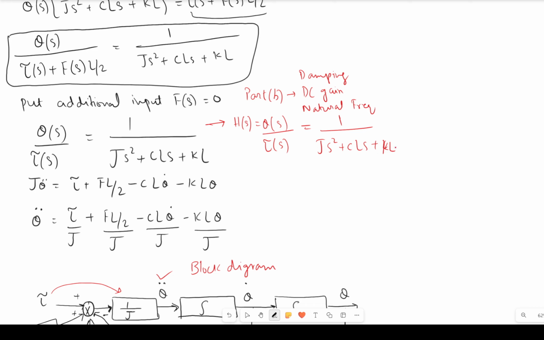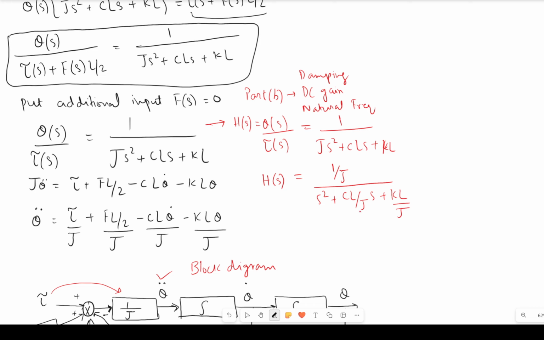Now we need to make it in the form of the standard second order equation, and the standard second order system has a 1 with the S squared term. So we need to remove this J from here, and for that we need to divide the whole numerator and denominator by J. So you'll get 1 by J in the numerator. If we divide this term with J, it will become S squared plus CL by J S plus KL by J. Now this is going to be our updated transfer function.